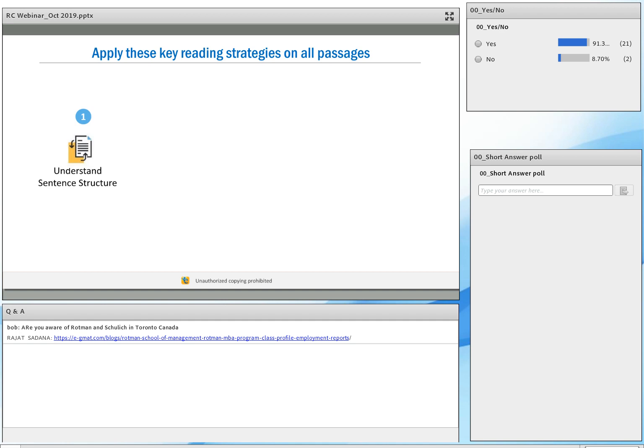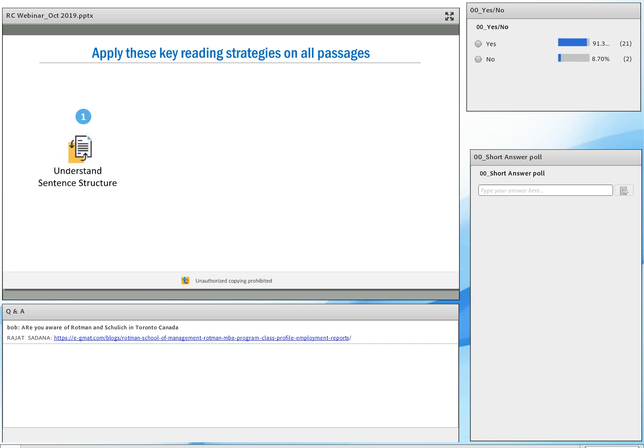The first thing is that you need to understand the sentence structure of the sentence. Now, if you think about it, a typical RC passage contains, let's say, 1 or more paragraphs. A typical paragraph contains 1 or more sentences, and these are not short sentences. These are pretty dense sentences. So if you read a typical reading comprehension sentence in one go, then you are a lot more likely to miss out on a lot of good information in the sentence.